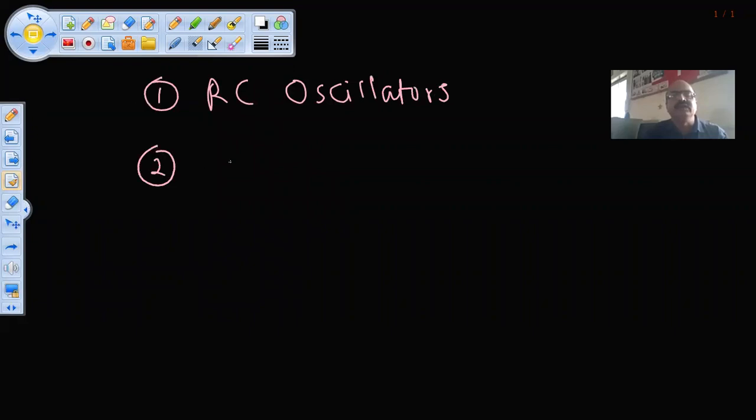Okay, so in the last period, we have seen that two types of oscillators are there. One is the RC oscillators. Oscillators are basically divided into two types. One is RC oscillator, and second one is LC oscillators.